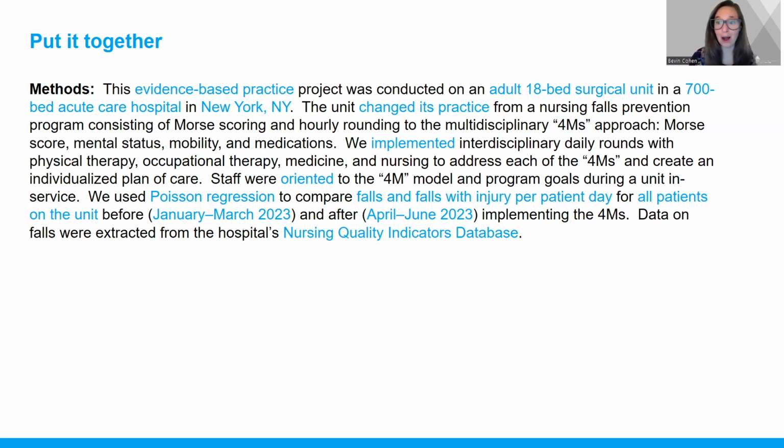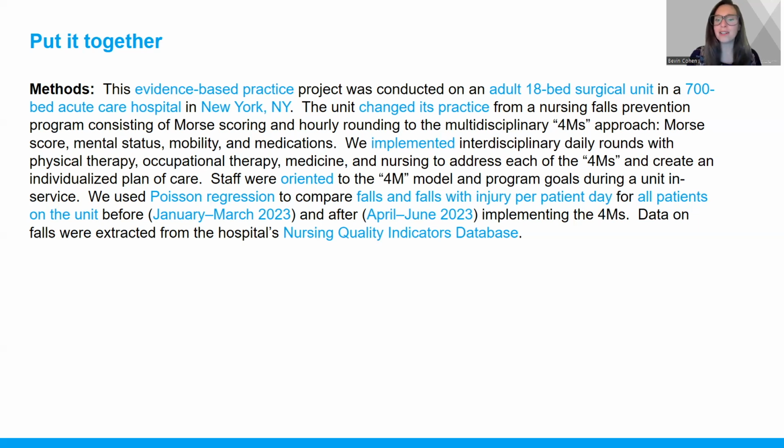Now we're going to talk a little bit about the actual intervention, what you did. So here we have the unit changed its practice from a nursing falls prevention program that consisted of Morse scoring and hourly rounding to the multidisciplinary 4Ms approach, which includes the Morse score, the mental status, the mobility, and the medications. So in this sentence, you're telling your audience that it had a practice change where, instead of having your old method, and you tell what the old method was, you're putting in a new method and you're describing what that method is.